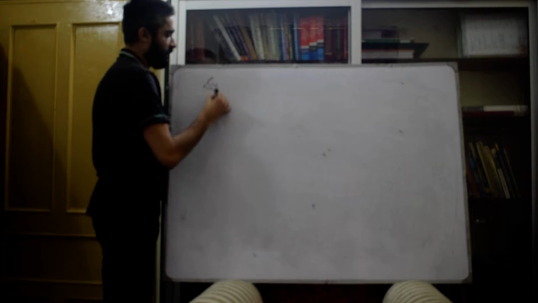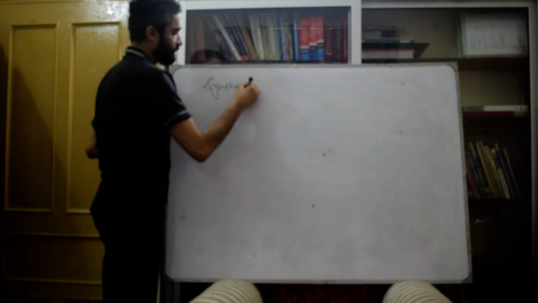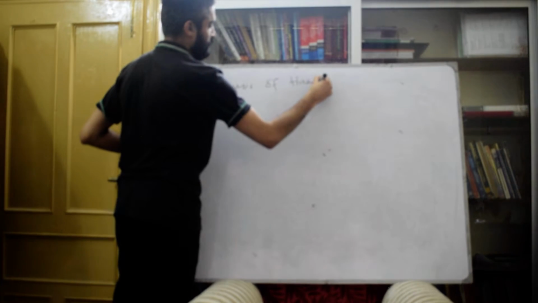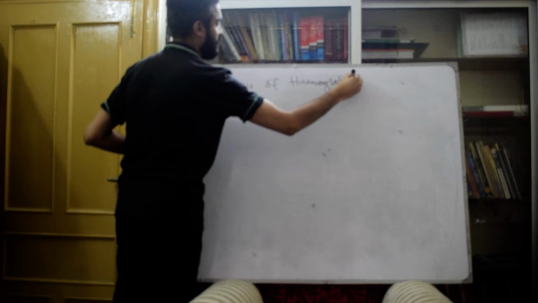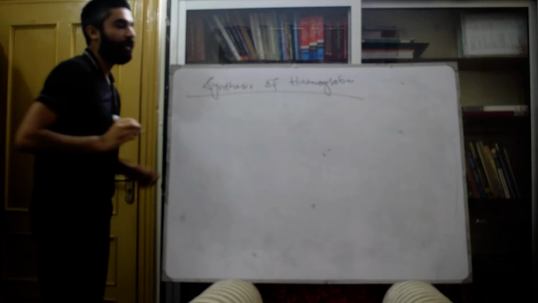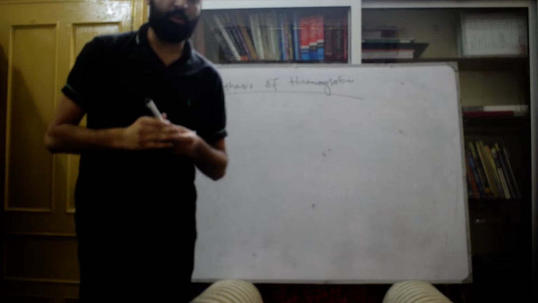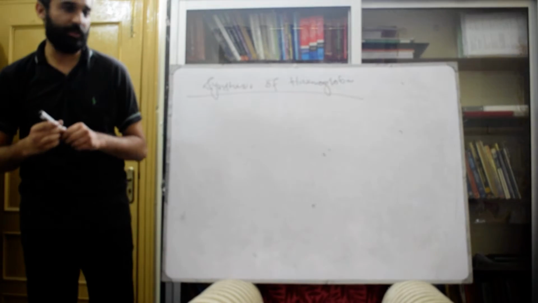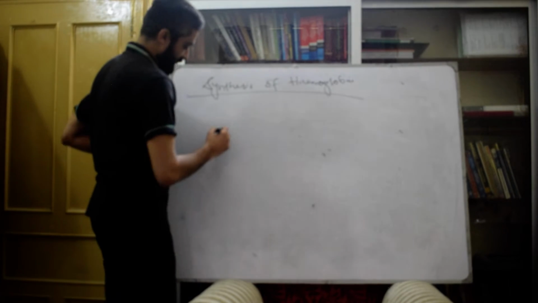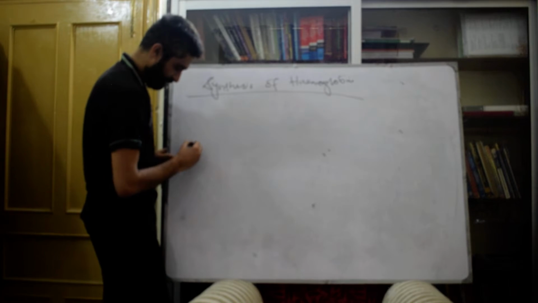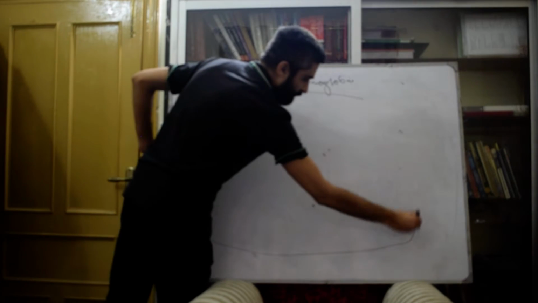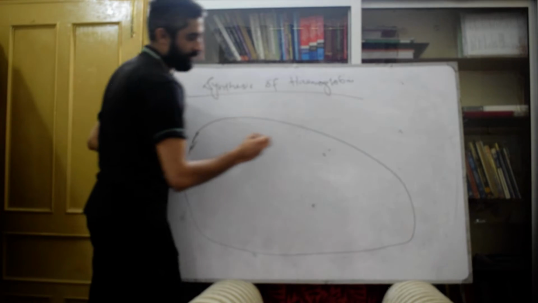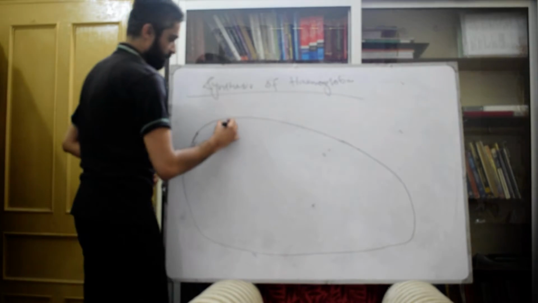Coming to the synthesis of the hemoglobin molecule. As we already discussed, the hemoglobin molecule needs two things for synthesis: a heme portion and a globin portion. For example, this is a cell, a bone marrow cell.